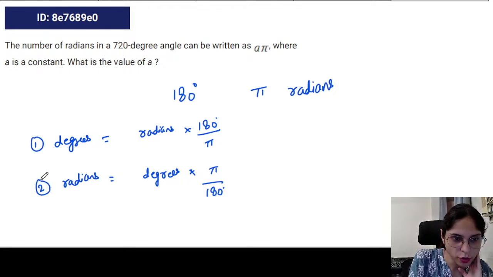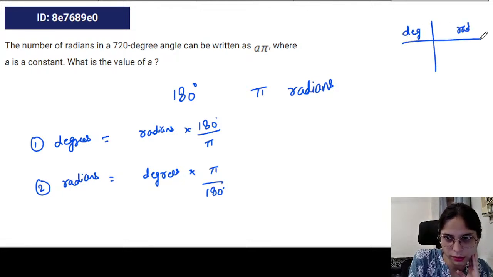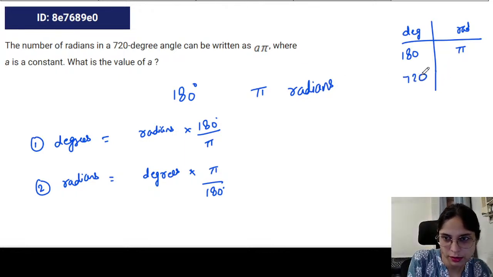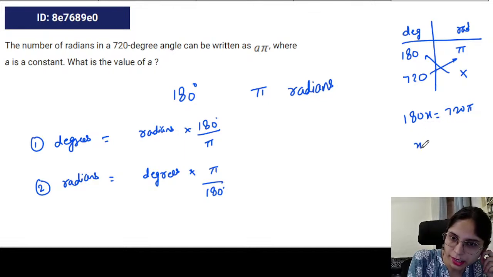These are two formulas, or there's one more method. You can write degrees over here, radians over here, 180 over here, pi over here, whatever is given and whatever you have to find out, and then just cross multiply. For example, here 720 degrees is given and they are asking how much it will be in radians. So let me cross multiply. I will get 180x equals 720 pi. Divided by 180, x is going to be 4 pi.